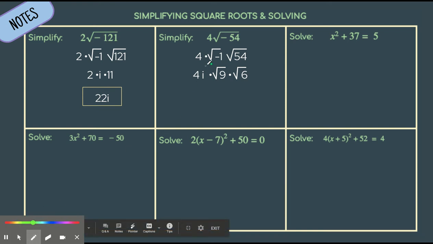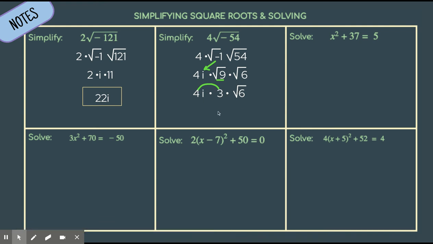So you basically understand that this is becoming the -1, or the i, sorry. Then the square root of 9 is just 3, without a square root now, because we've already done the square root. And I can go ahead and multiply 4 times 3 because they're both outside now. I can't multiply the 4 and the 6 because one's outside and one's inside. 4 times 3 is 12, so I have 12i square root of 6.